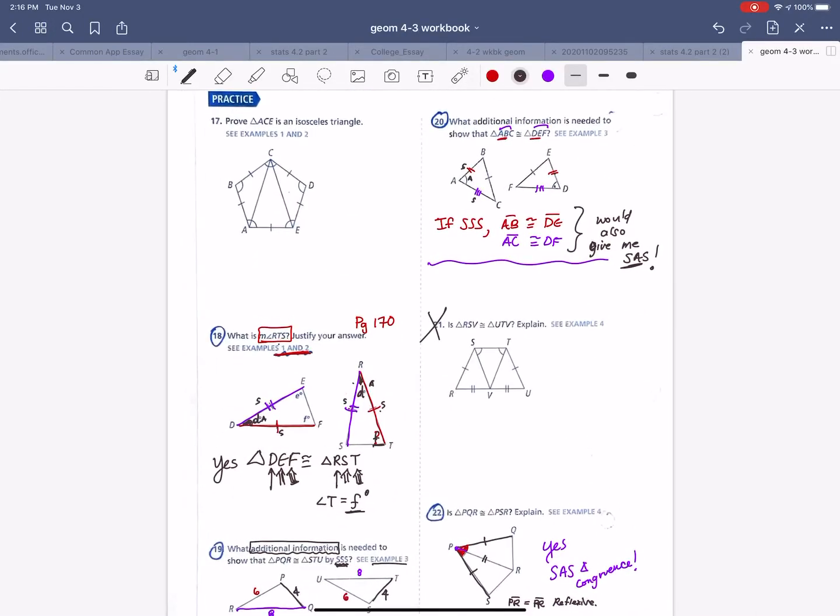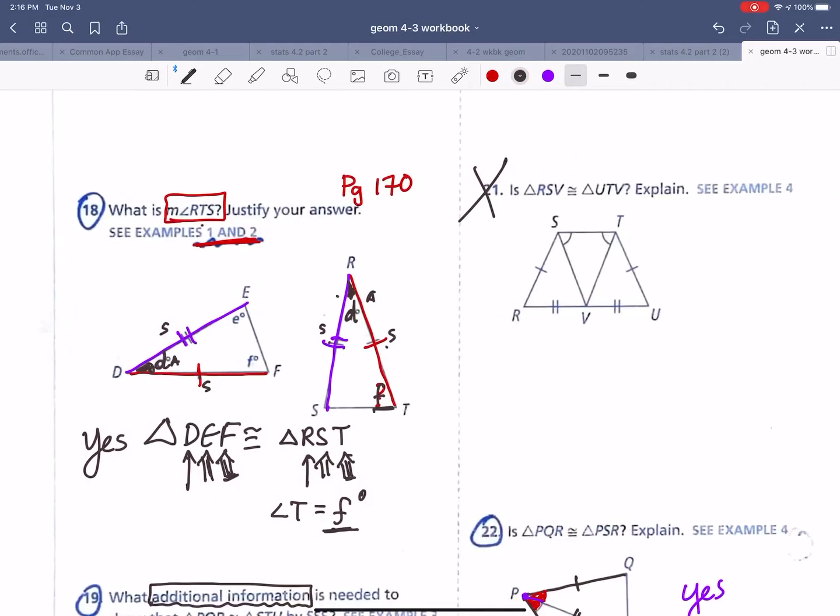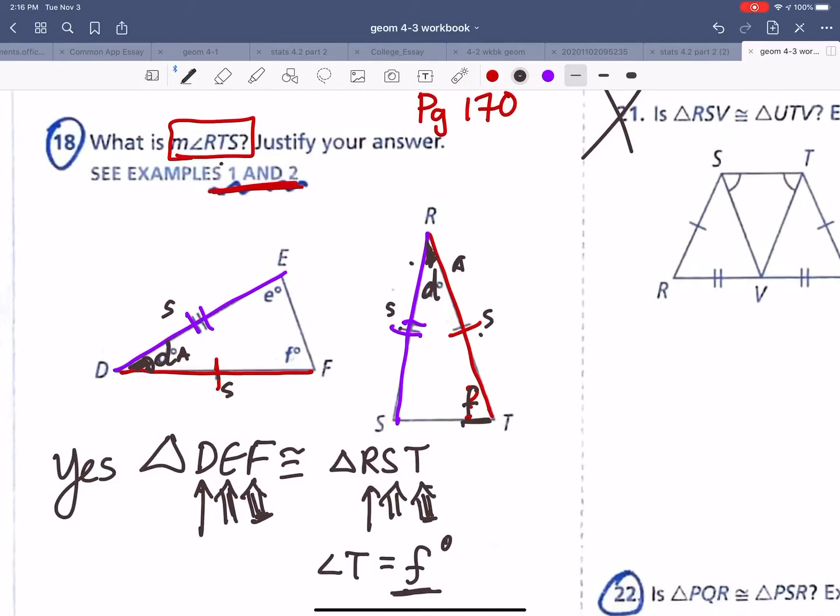Depending on which class you're in, a lot of classes got everything done on this page, but we'll go ahead and walk through it. Question 18 asks, what is angle RTS? The measurement of angle RTS would be this angle right here, angle T. We locate the angle by the letter in the middle. So what is angle T?